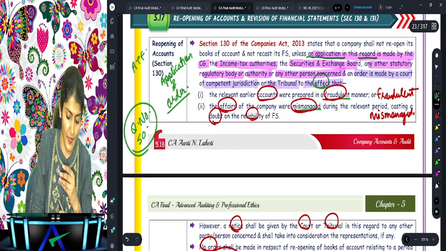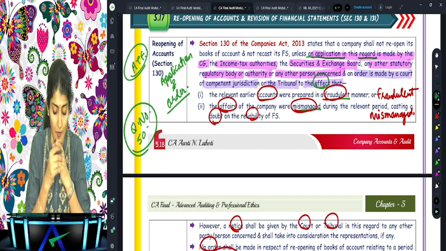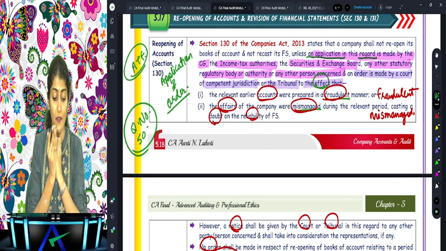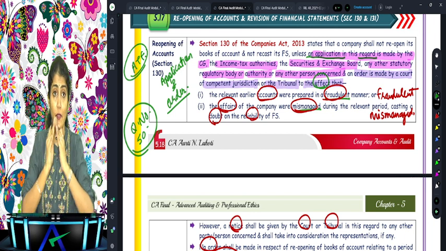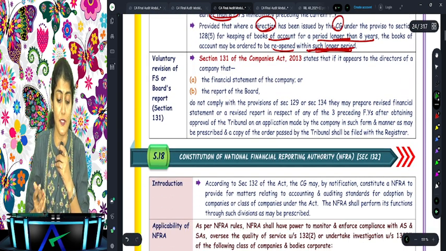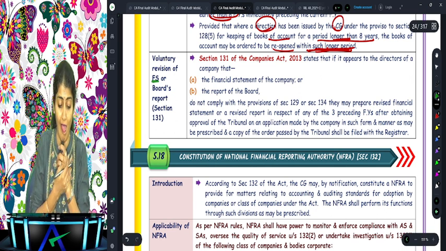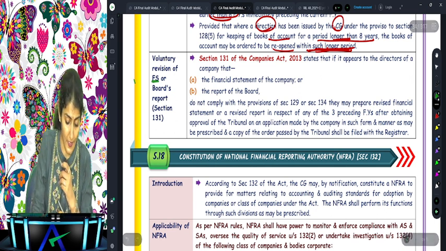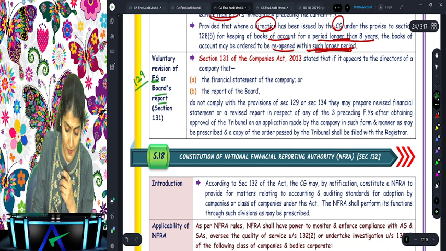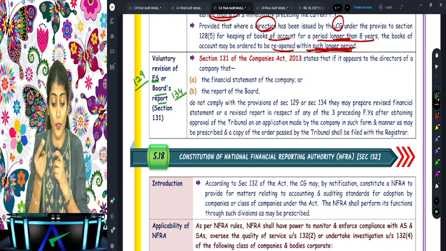So it is section 130 and 131 both. Section 130 is regarding the reopening of the accounts, and 131 is regarding the voluntary revision of the financial statements or the board report. Financial statements with section 129, and board's report with section 134. Are you understanding? So what does section 131 say?